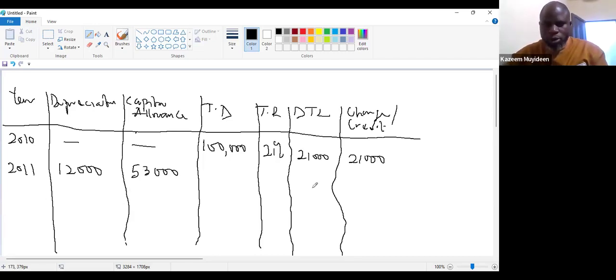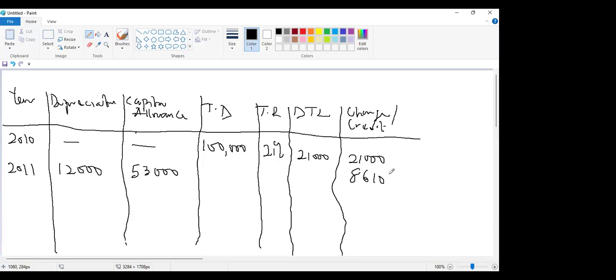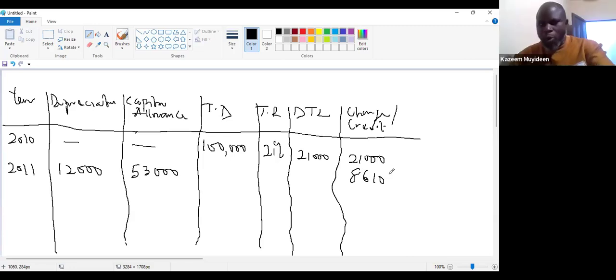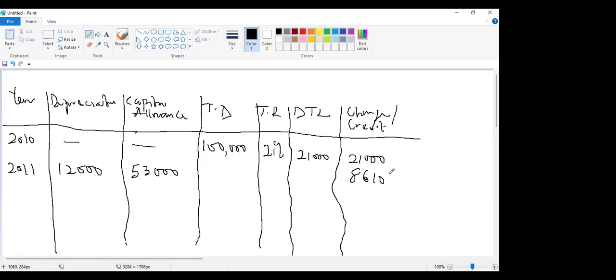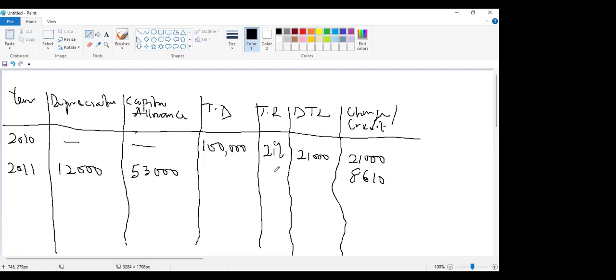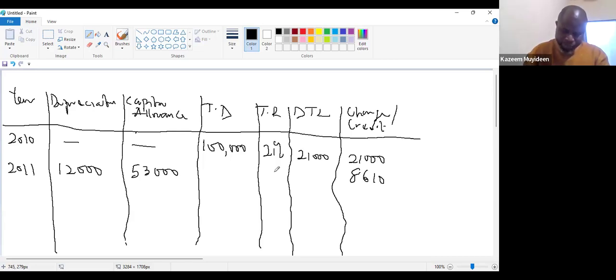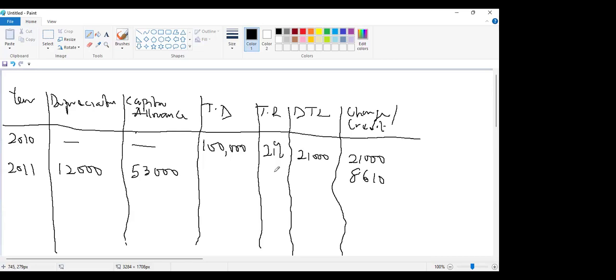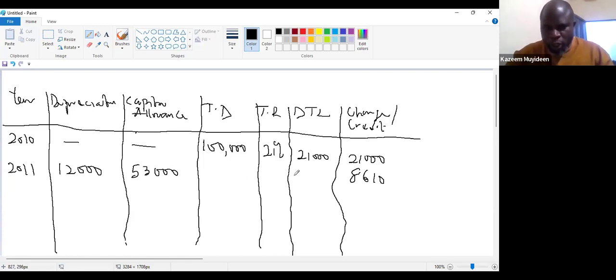And also, look at it. Why do I say it's a charge? Because the depreciation is lesser than the capital allowance. Don't forget the principles. Depreciation lesser than the capital allowance gives a charge. Capital allowance lesser than depreciation gives a credit. So 21,000 plus 8,610 gives us 29,610.